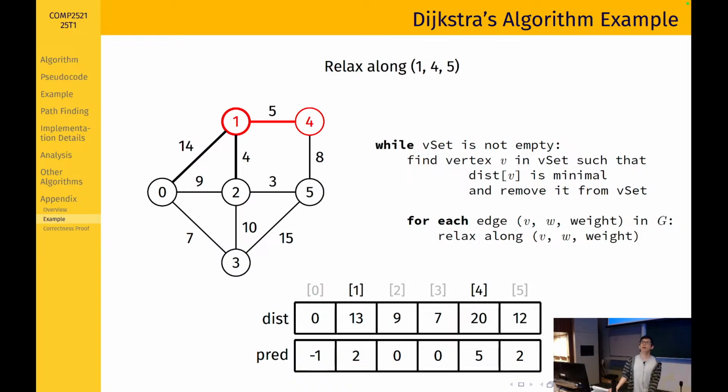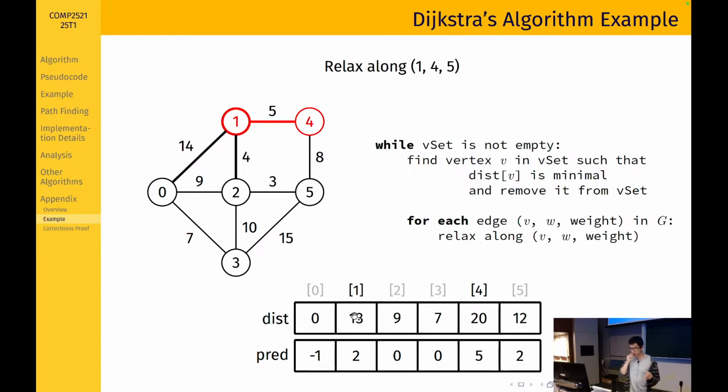19, so it's not going to be 19. Close though. Any other guesses? Yeah, so it's going to be 18, right? And the reason it's 18 is because the shortest path from 0 to 1 is 13, right? So it's going to be 13 plus 5, okay?